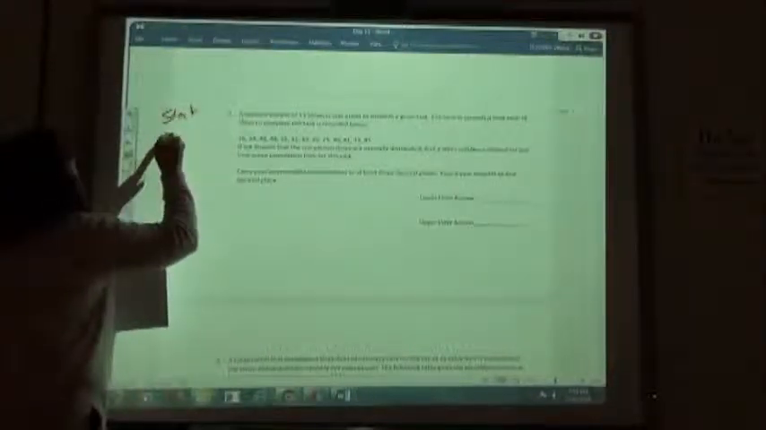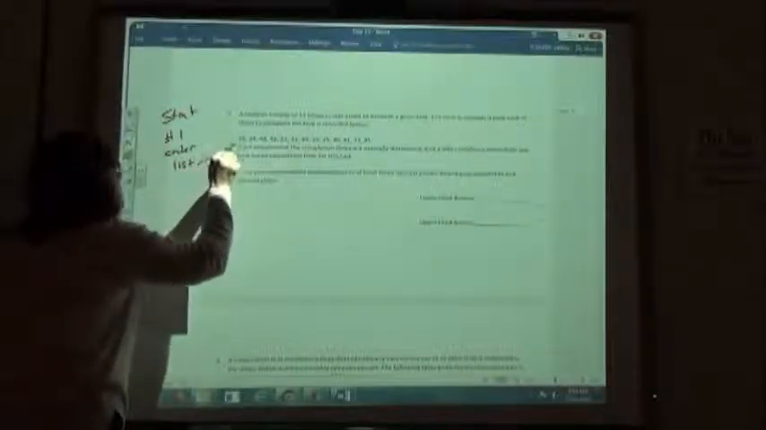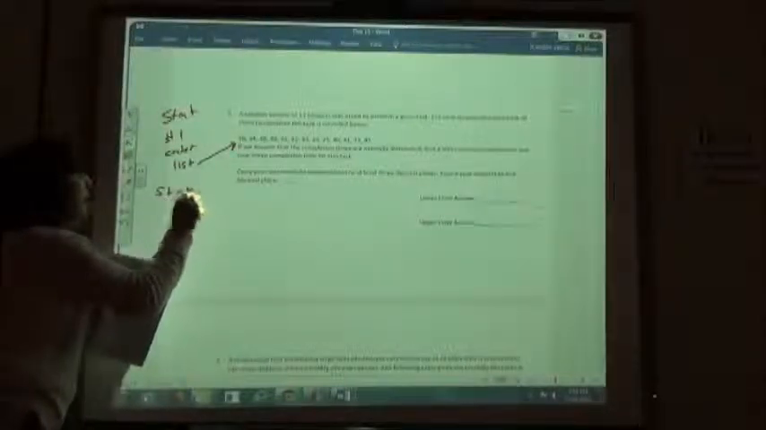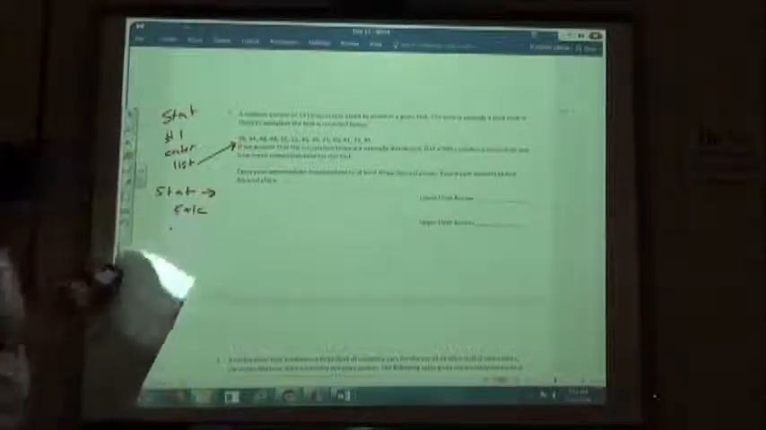So you did stat and then number 1. Enter your list. Got your list in there? Then once our list is in there, we hit stat again and we went over to calculate. So stat, calc. And we calculated the one variable statistics, so we're going to do number 1. And we want to calculate it on list 1, right? Mine didn't sort. Doesn't matter, it doesn't need to be sorted. We just need to calculate the statistics.